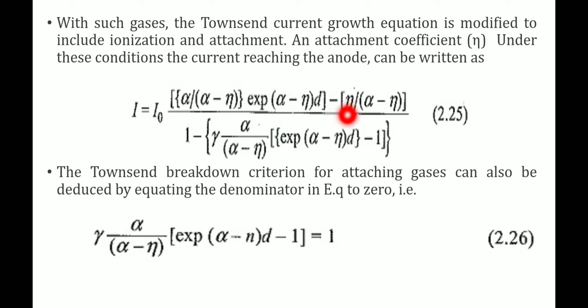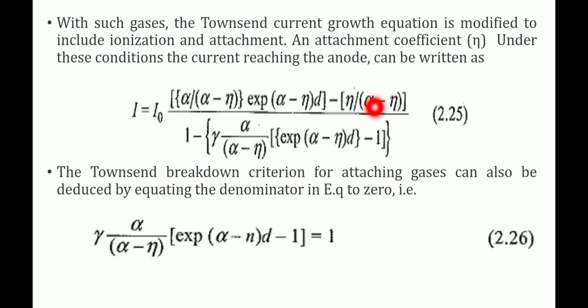So this is what we call Townsend's current growth equation, by considering which processes? Ionization as well as the attachment process. Okay. So I had just added the attachment coefficient eta in this case, and the remaining things are as usual here. Now, the Townsend's breakdown criteria for attaching gases.